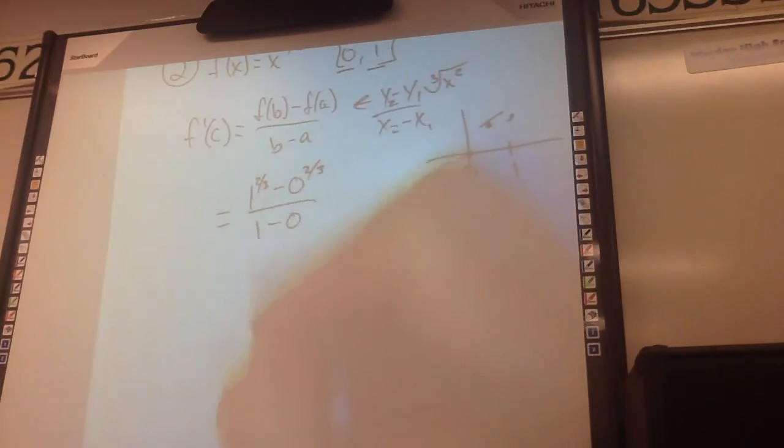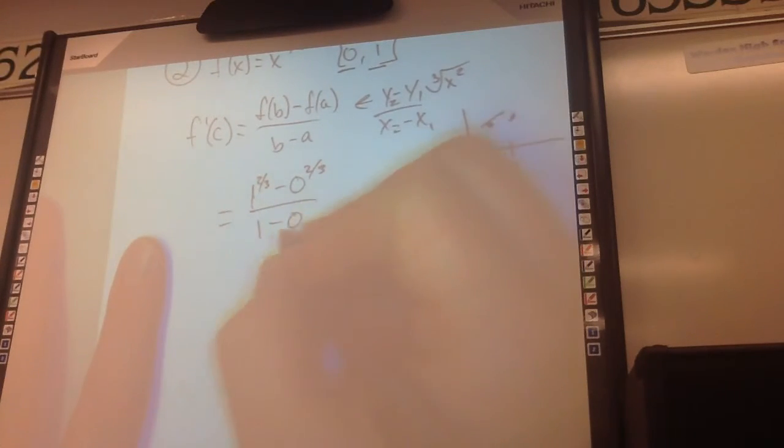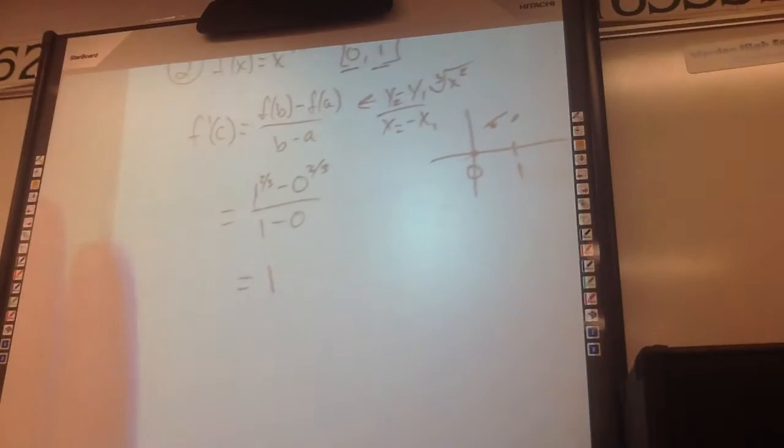Your 2 does not look like a 2. What's 1 to the 2/3 power? 1. What's 0 to the 2/3 power? 0. So what's 1 to the 2/3 minus 0 to the 2/3 over 1 minus 0? 1. It's just 1. I got that actually.